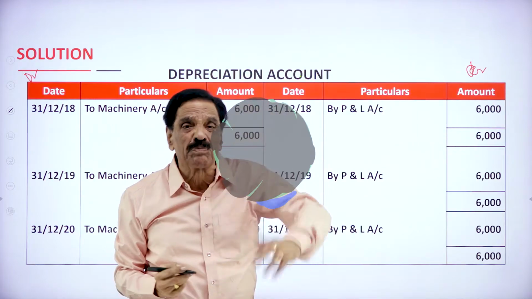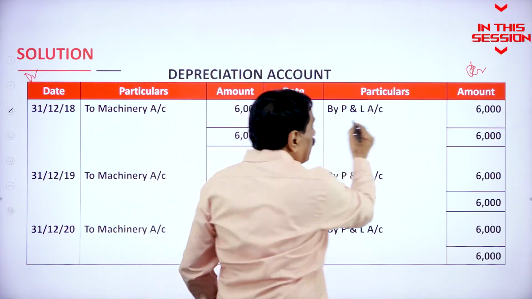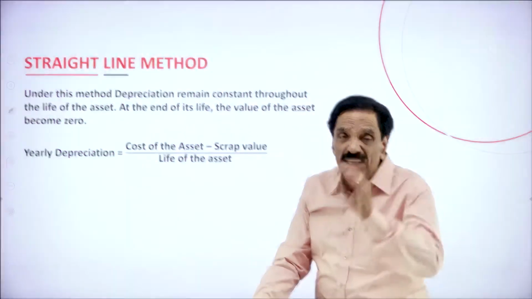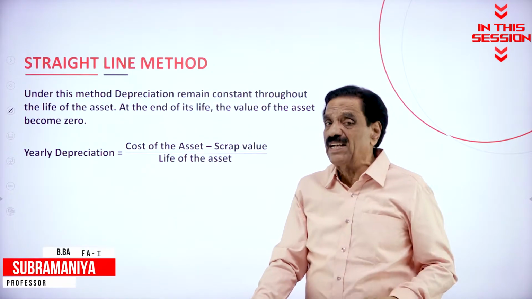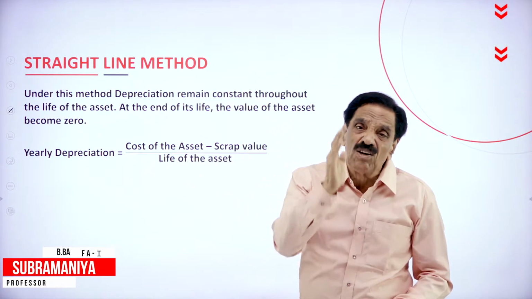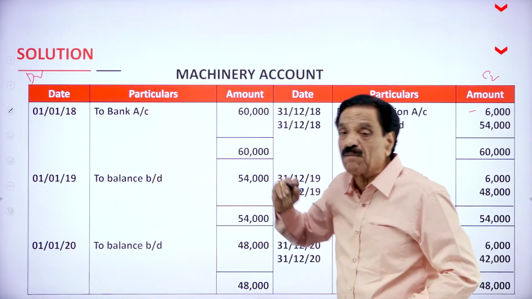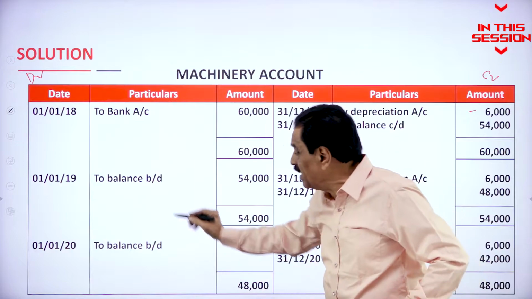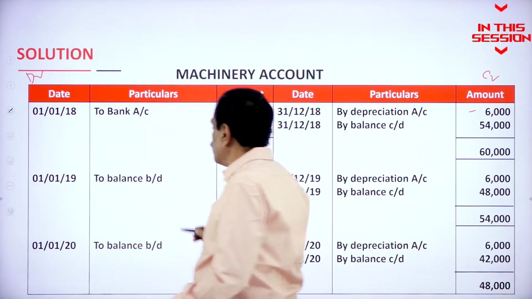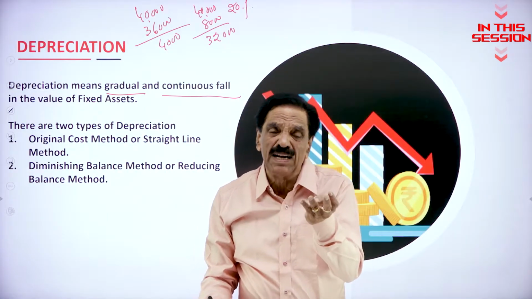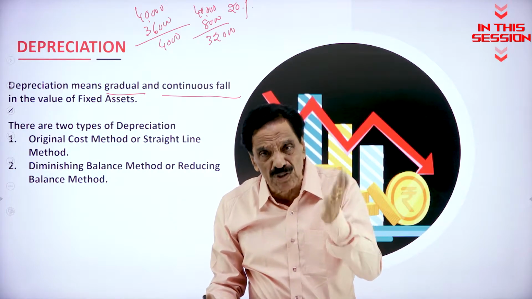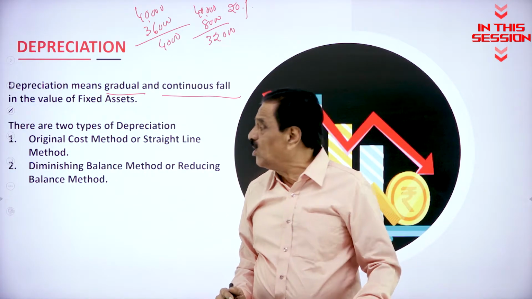It can be transferred to profit and loss account. By profit and loss account, what's the entry? Here depreciation remains constant. At the end of the life, the value of the asset becomes zero. It becomes opening balance for the next year. 1/1/2019, balance brought down here. Commonly land, building, machinery, furniture, motor car.